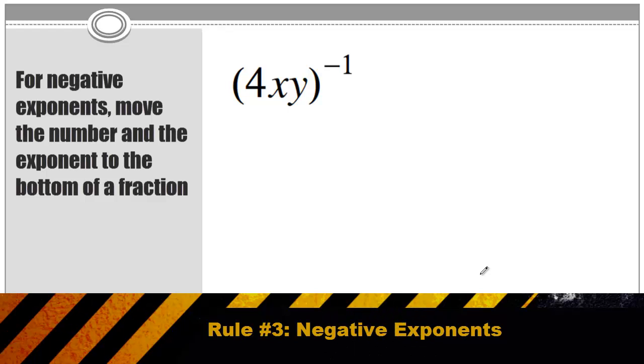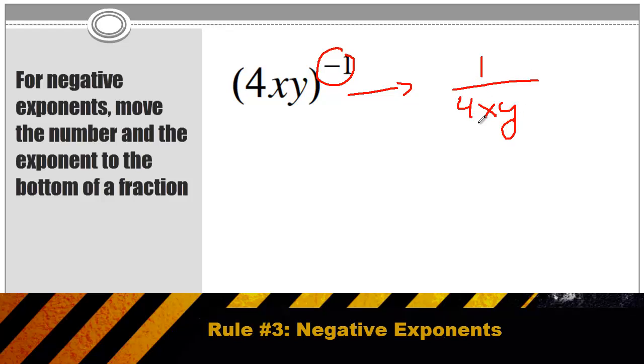Negative exponents simply mean you move the number or the variable from the top to the bottom of a fraction. So in this case, if I have 4xy all to the negative 1, I'm going to take the 4xy and put that on the bottom of a fraction. So my new equation is 1 over 4xy.